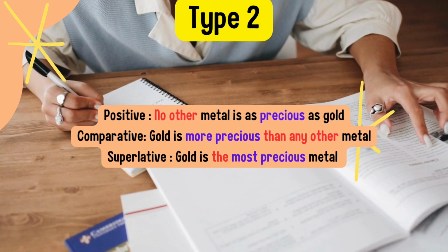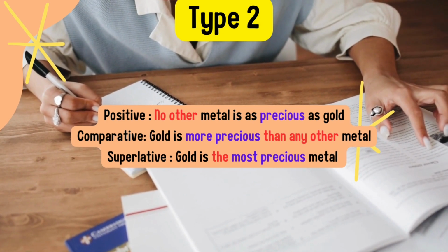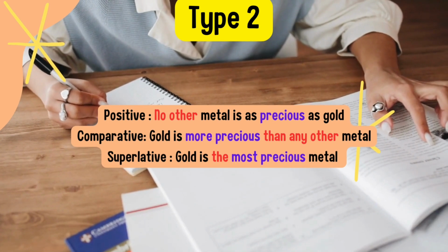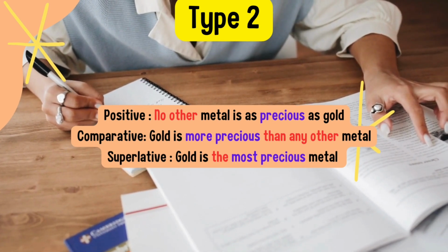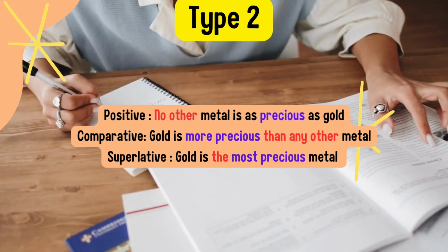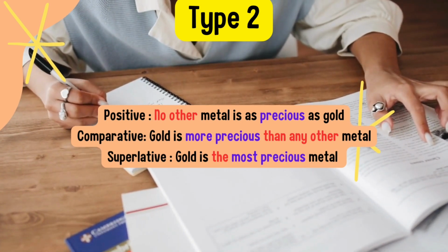The superlative form of more precious is most precious. Before writing most precious, we need to add the clue word. Here, superlative type 2 clue word: the. Gold is the most precious, and the last noun is metal. So, Gold is the most precious metal.